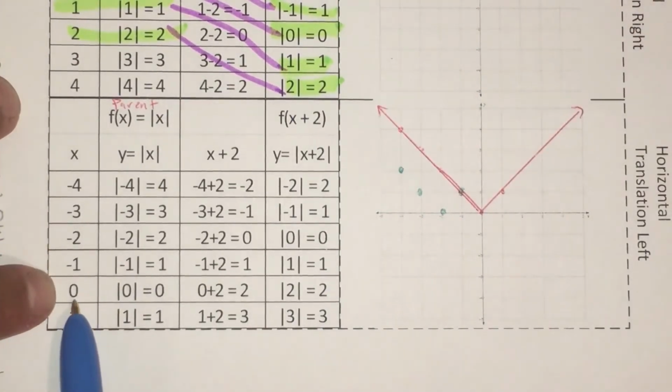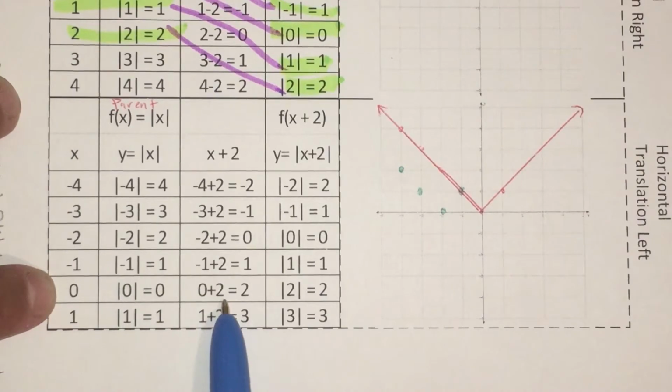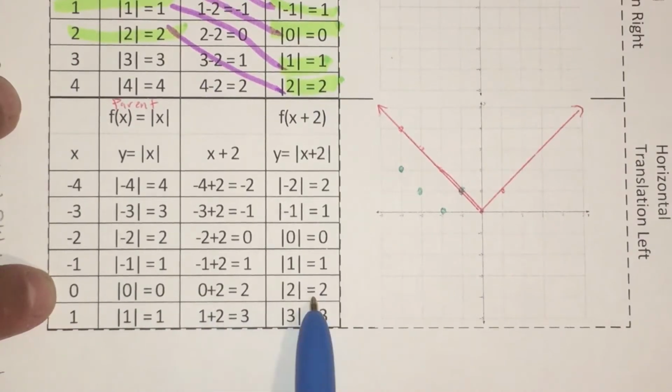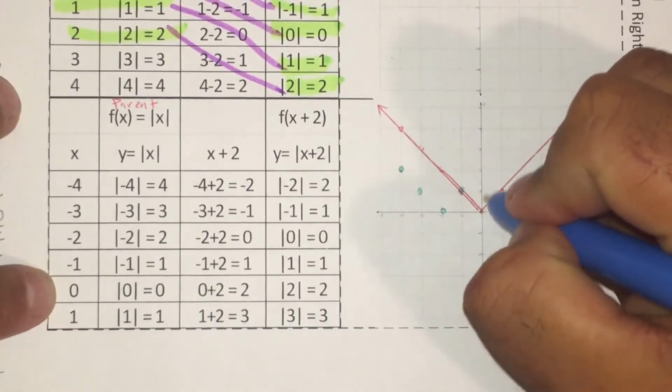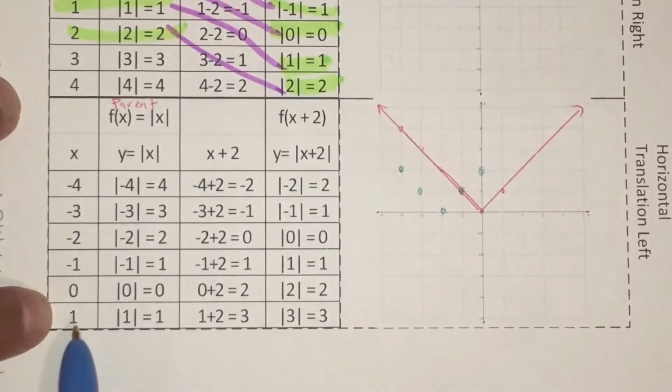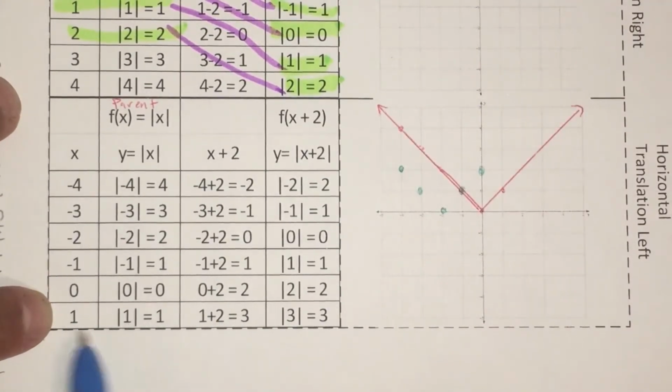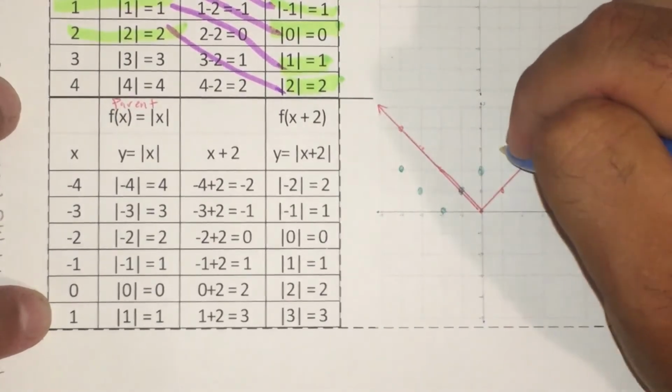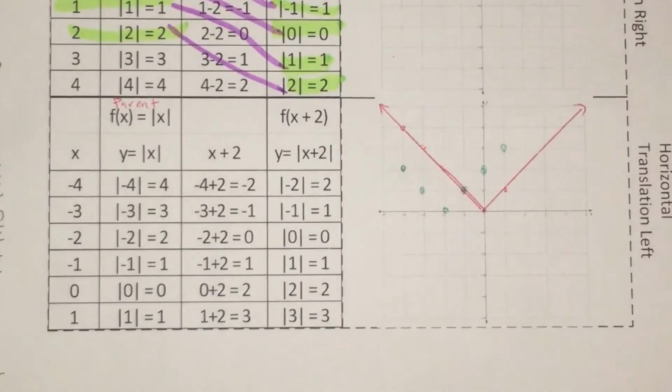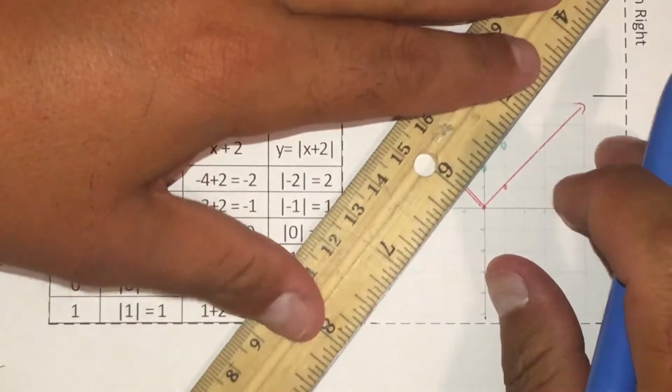And then our 0. 0 plus 2 is equal to 2. Absolute value of 2 goes to 2. So 0, 2. And our 1. 1 plus 2 is 3. Absolute value of 3 is 3. So I'm going to draw my graphs again here.